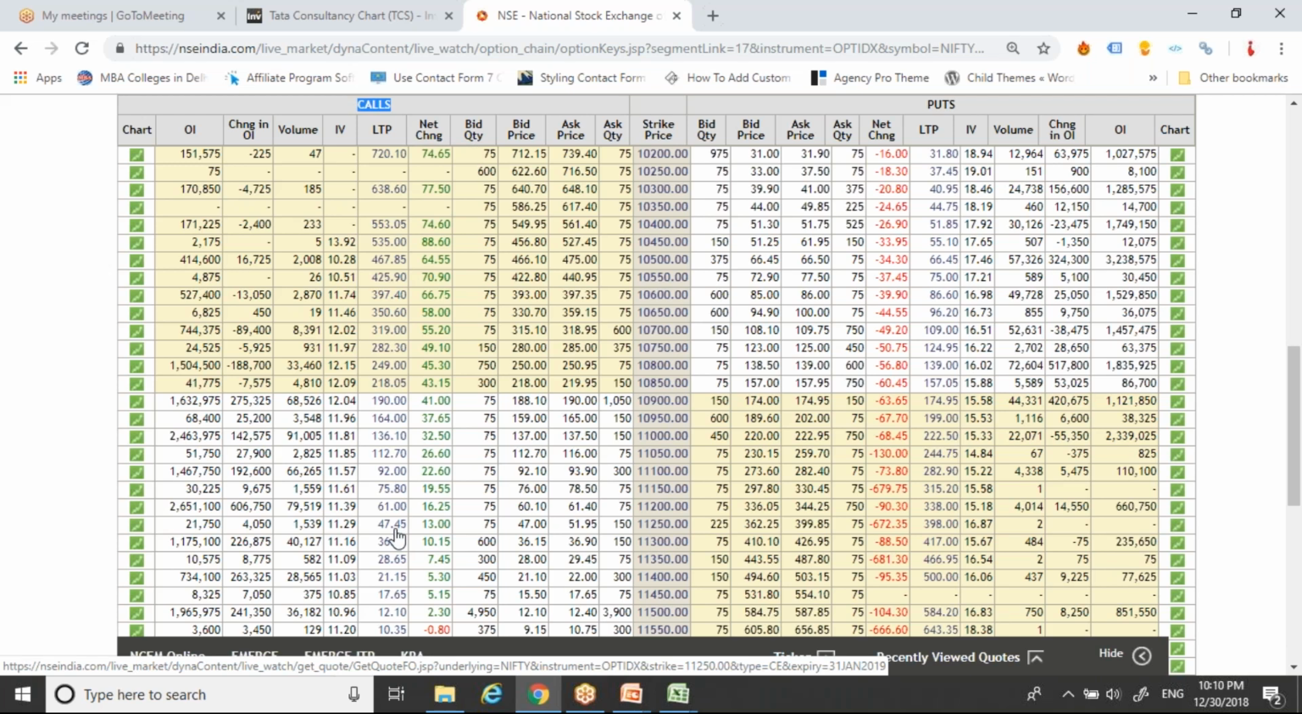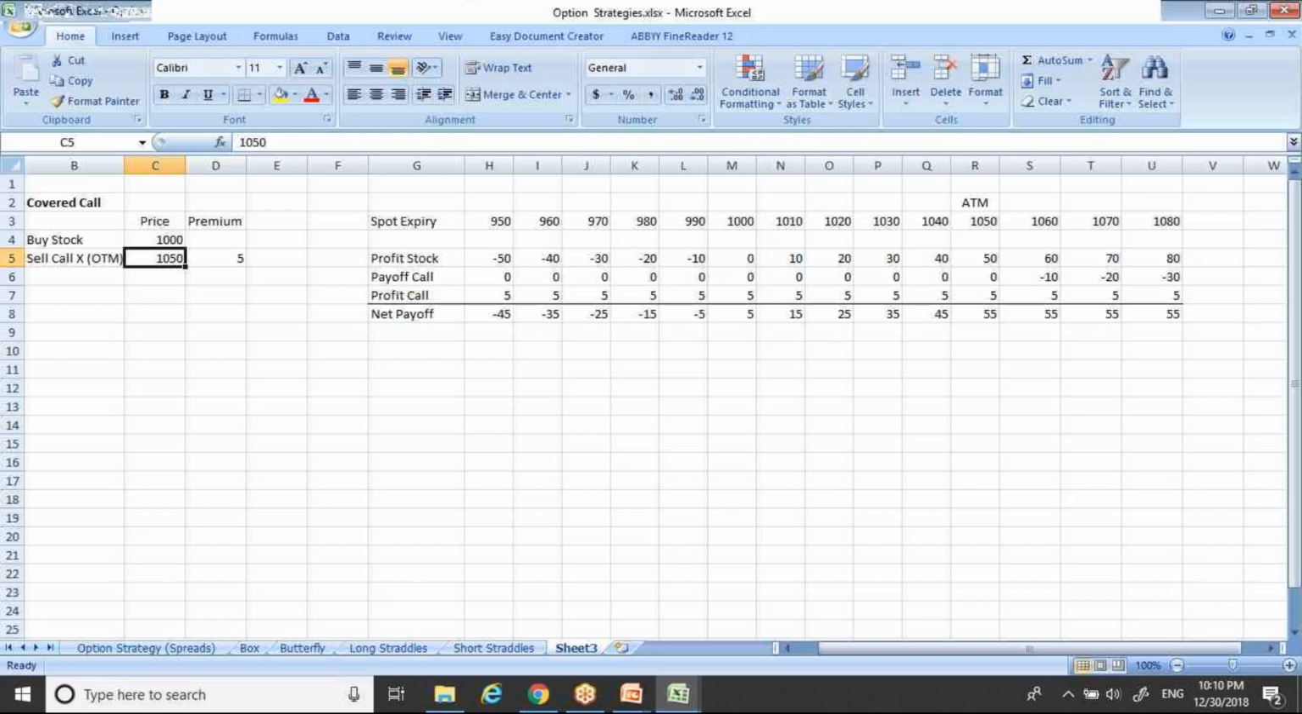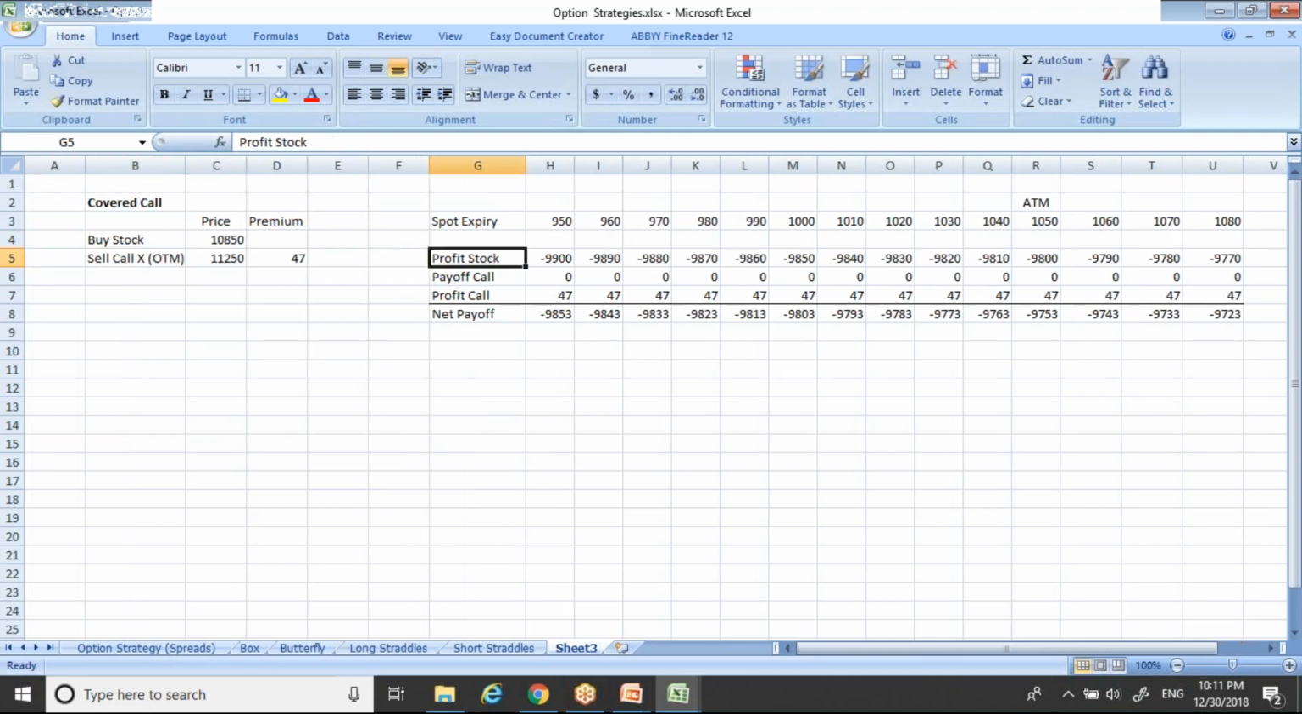And at the same time, I will buy a future contract of Nifty. So that will create a covered call for me. So 10,850, let's suppose, and 11,250. And the premium I'm going to receive is 47. Right. So this is the position I'm making.